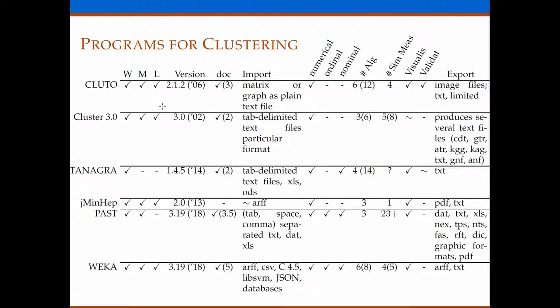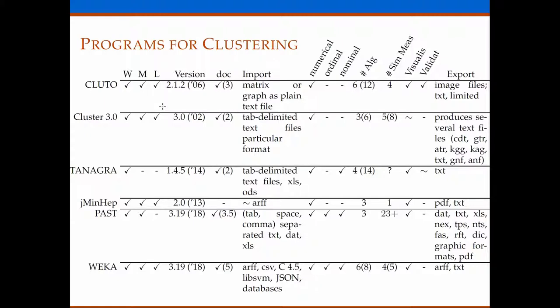The first number is the actual number, and then some of the programs have variants for their algorithms. So that's why, for example, for Pluto you get 12 instead of 6, because for each clustering algorithm you have a variant to choose from, and the same applies to the others. The programs with the most choices were Weka and Cluto.